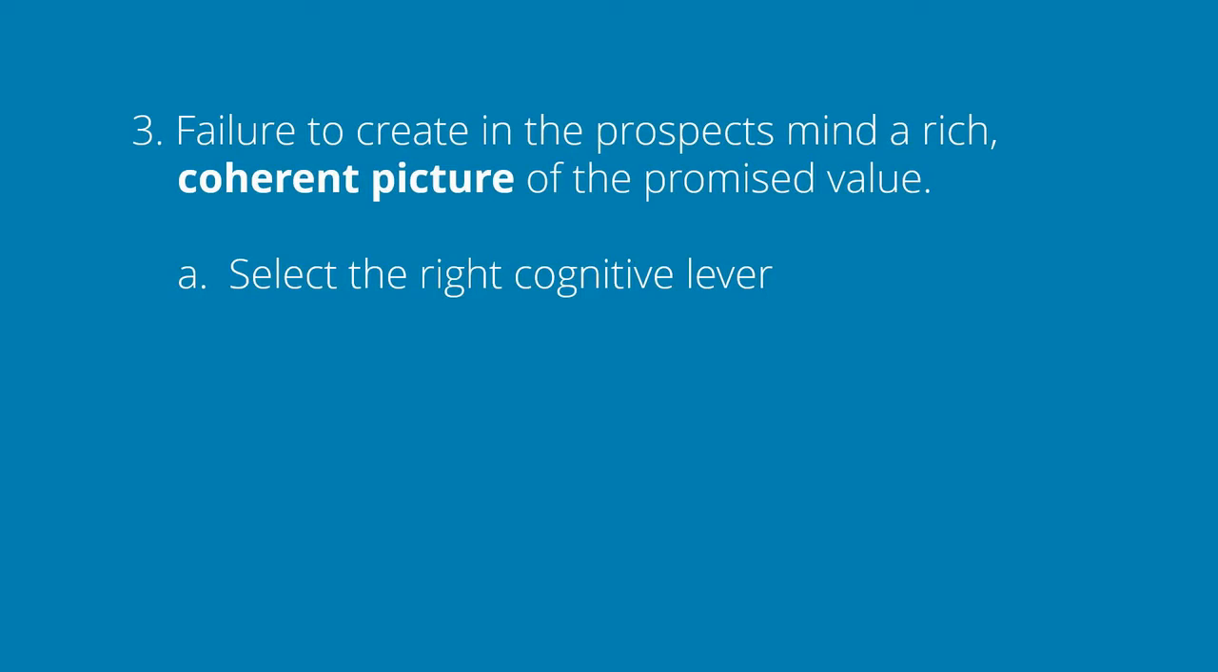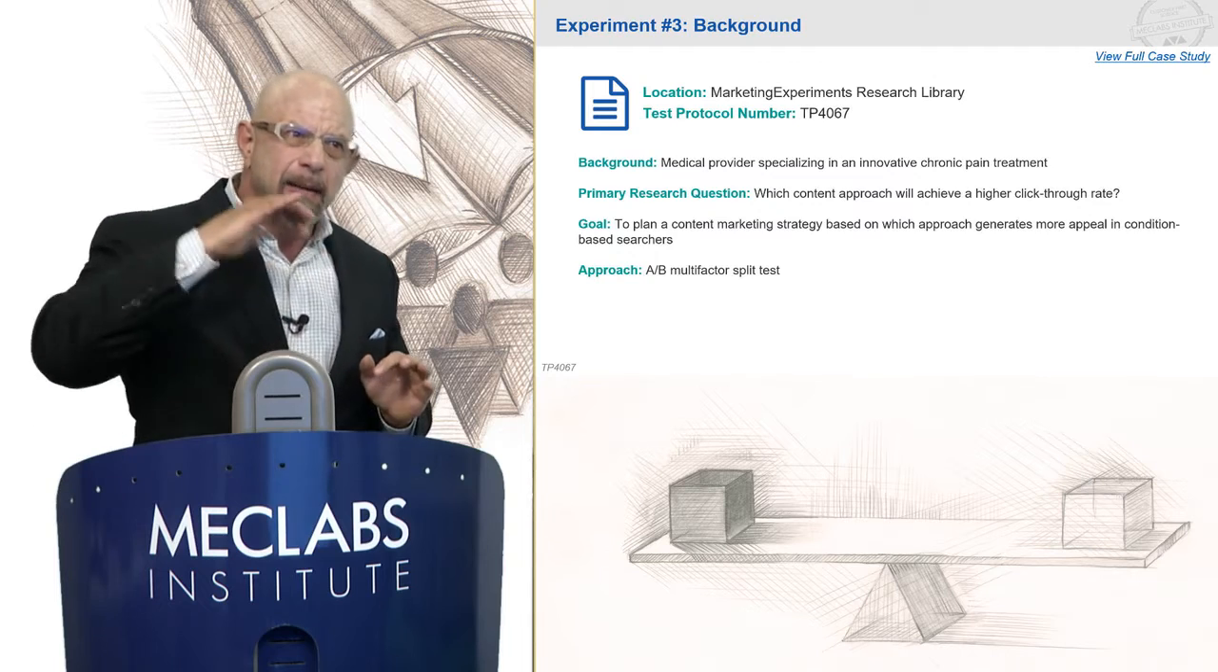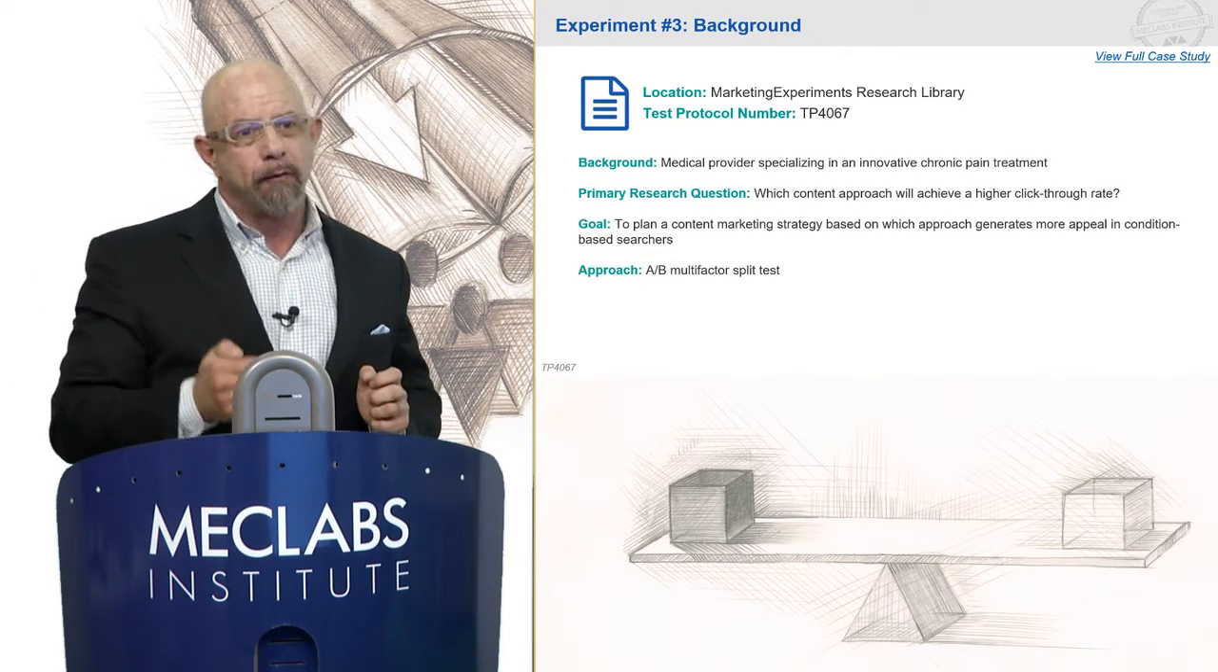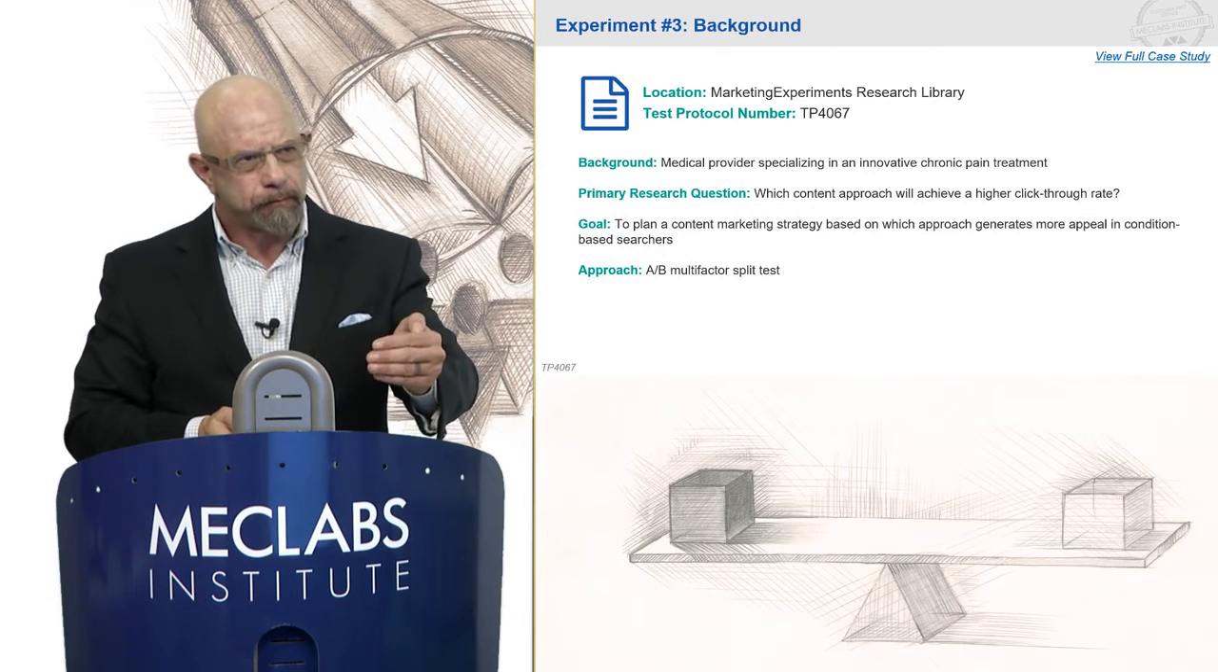I want to go to the first subpoint of the third point: select the right cognitive lever. Now, you can think about that because we showed you an illustration of that in the previous piece where we realized that symptoms were a primary driver of response in the AdWords campaign. Now, let's take it further.